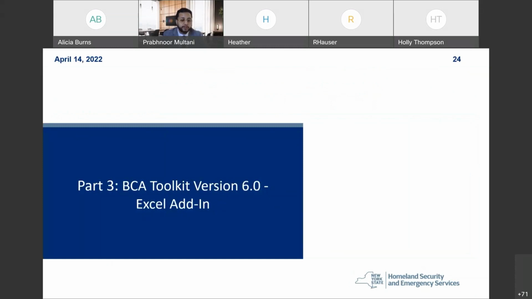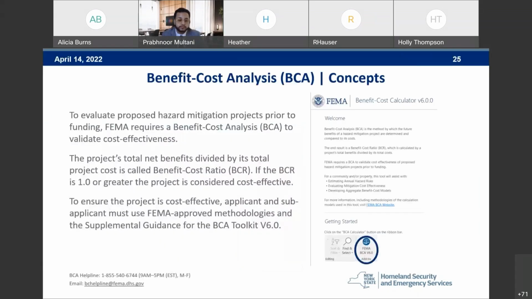Part 3, the Benefit Cost Analysis Toolkit version 6.0, the Excel add-in. After we reviewed the basic concept, I will now be going over how to access the FEMA Benefit Cost Analysis V6.0. It's just in another Excel add-in.